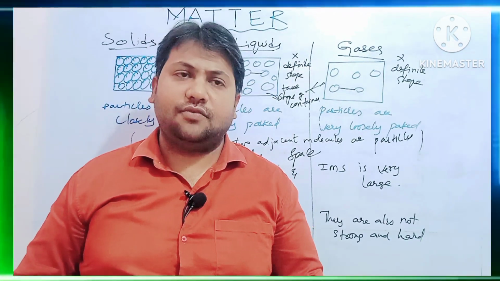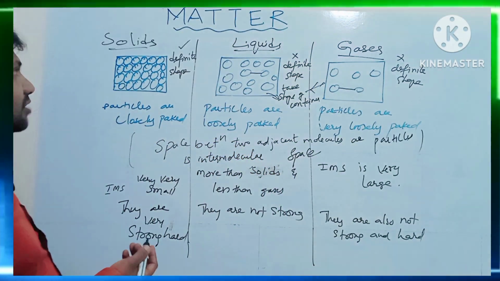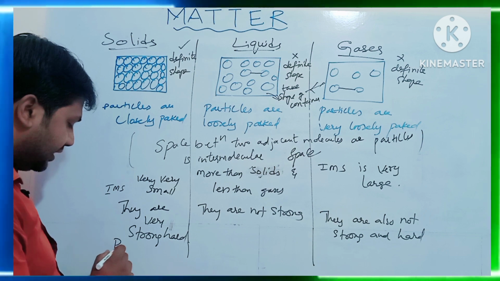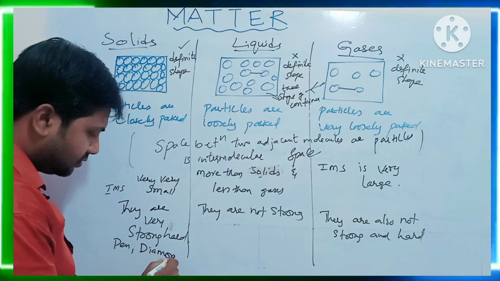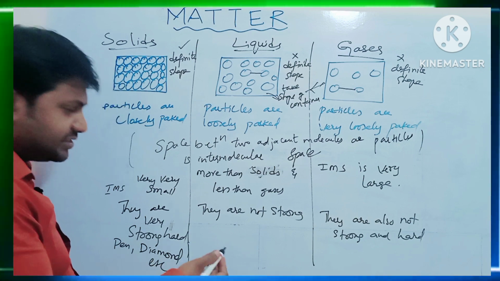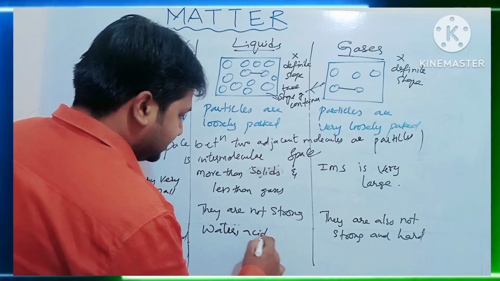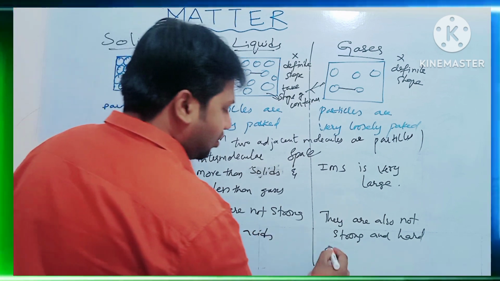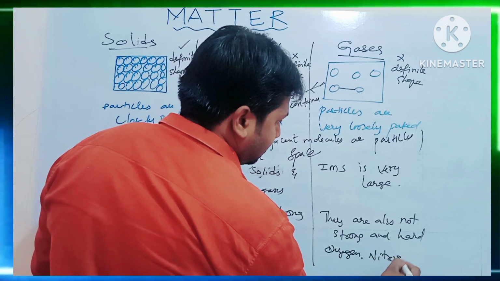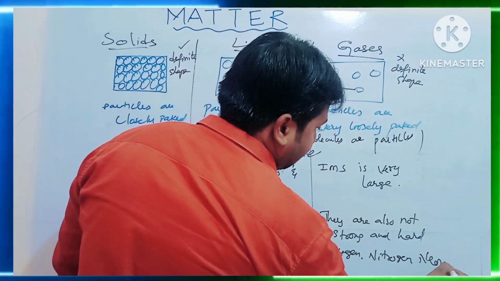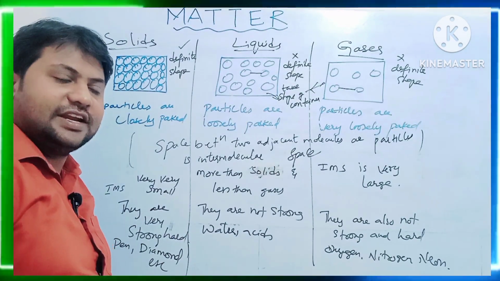Now, examples of solids, liquids and also gases. Solid examples are many. I can give as pen, diamond, etc. Liquids I can give example as water, acids. Gases I can give many examples like oxygen, nitrogen, neon, etc. These are some examples of solids, liquids and gases.